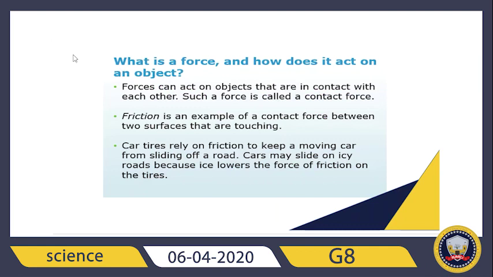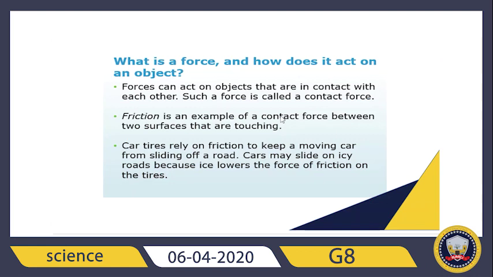A force can either act directly on an object, or it can act on an object from a distance. So forces can act on objects that are in contact with each other, as I said. Such a force is called what? A contact force. So a force that is acting directly on an object is called a contact force. An example of a contact force, guys, is friction. Friction is a very important type of force. Friction is an example of contact force between two surfaces that are touching.